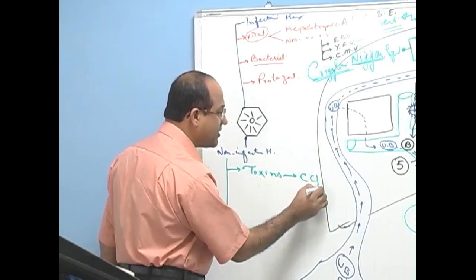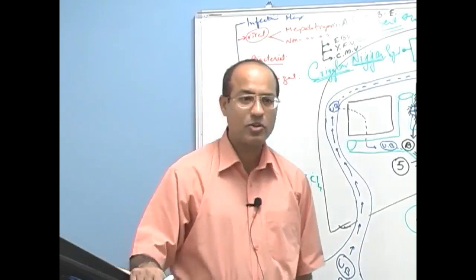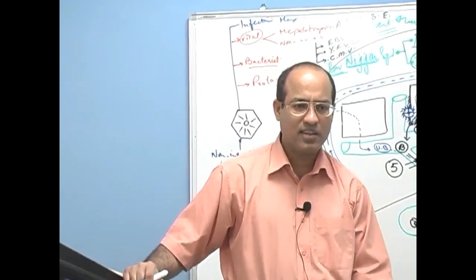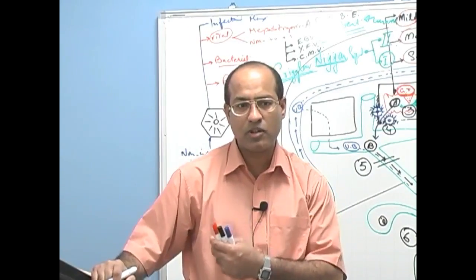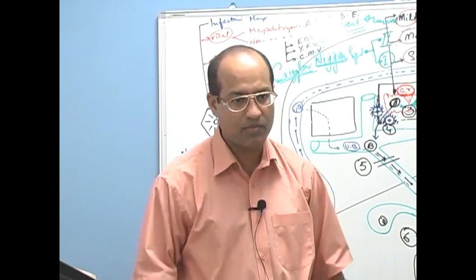Carbon tetrachloride. Carbon tetrachloride is present in bleaching powders and other products, and if you really get fumes of this, it will lead to hepatocellular failure as well as renal failure and very severe damage.